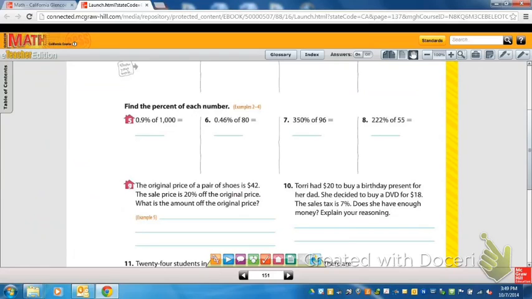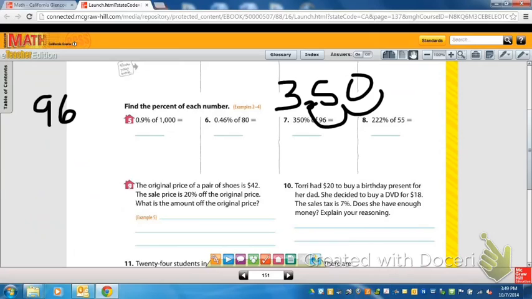We have some bigger numbers for numbers 5 through 8. So number 7, 350% of 96. So 350%, move our decimal 2 places to the left, would just be 3.5. So they shouldn't have to multiply with that decimal, just get rid of it.